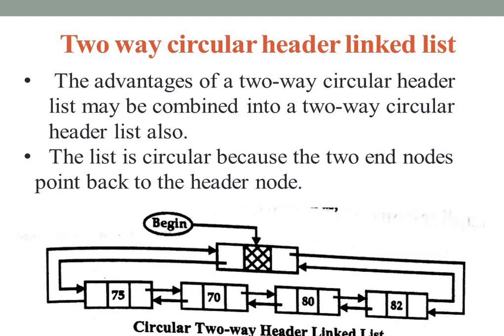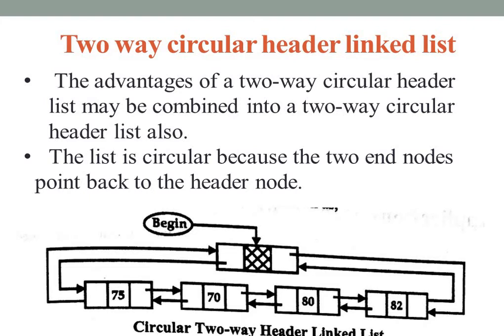So the last node will keep the previous address as well as the next address of the header node. Same thing, the first node will also keep the previous address as well as the next address of the header node. So this list is circular because the two end nodes point back to the header node. So it can be a two-way circular linked list, and it can be a two-way circular header linked list. Why? Because both the end nodes are connected through this header node.